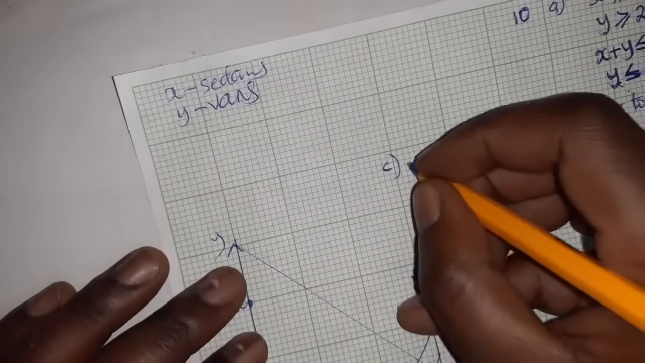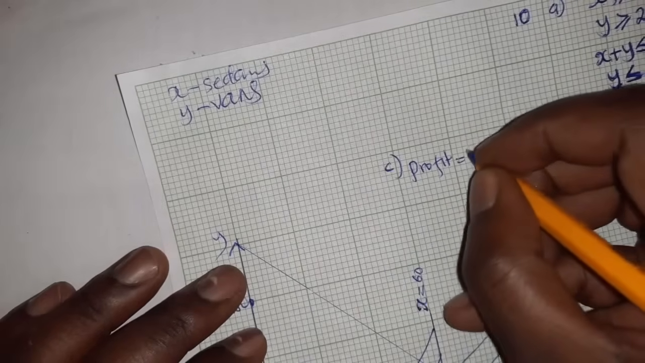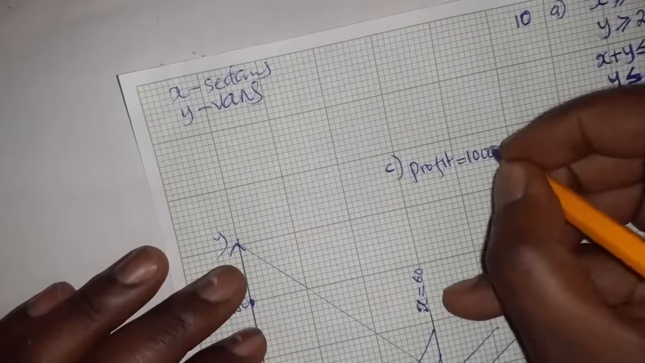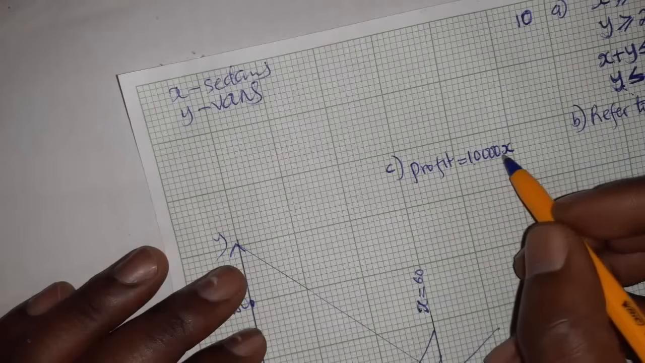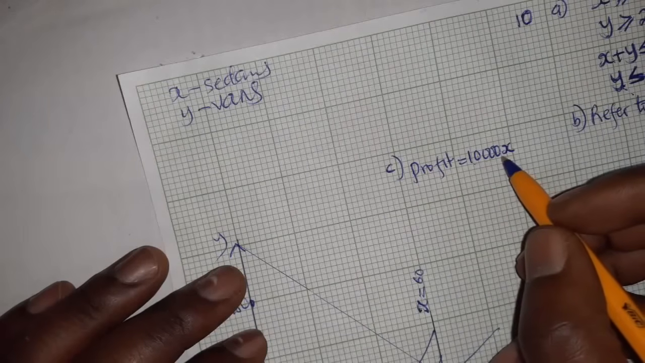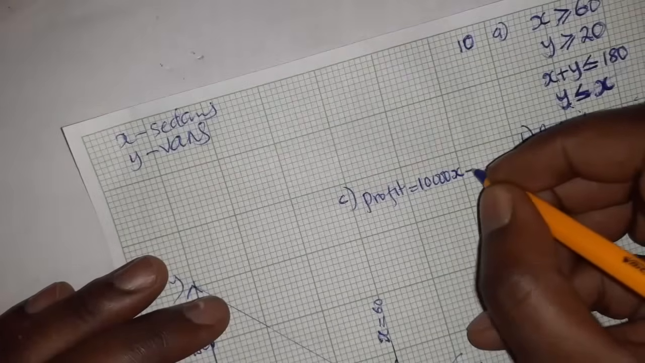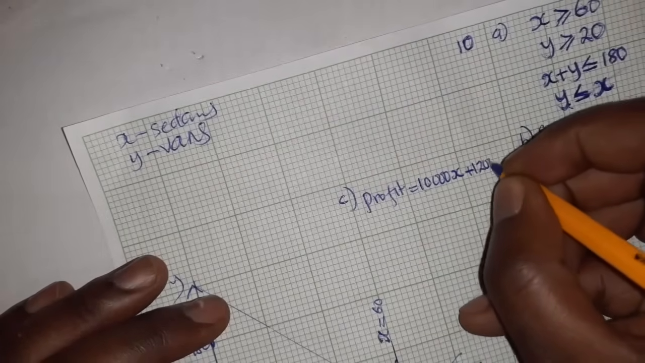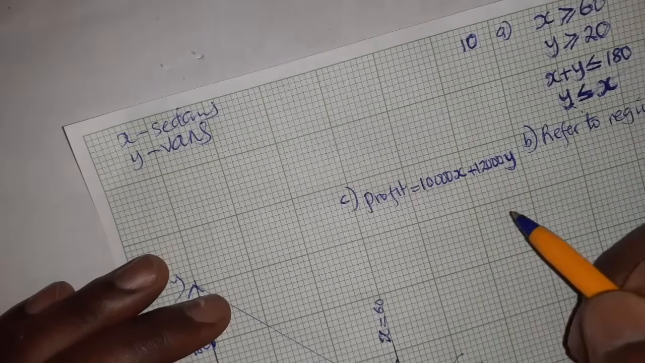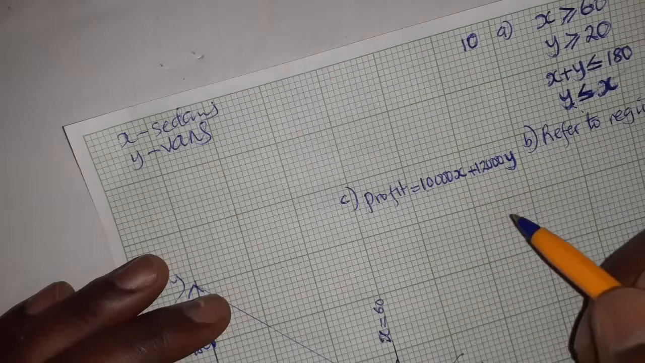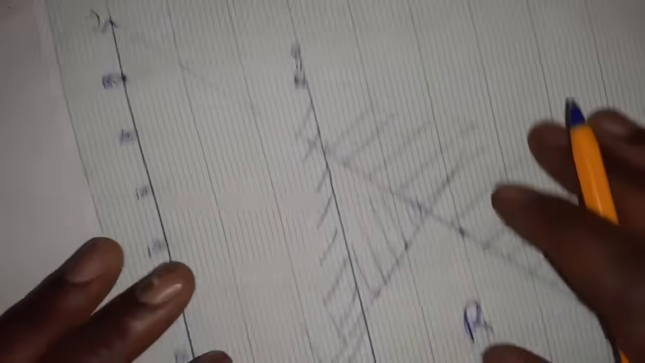So we're going to say C, profit is equal to 10,000 to sell one sedan. This person is going to make 10,000 plus 12,000 to sell one van. So this is the profit function. To determine the maximization of profit, we come to this region here.